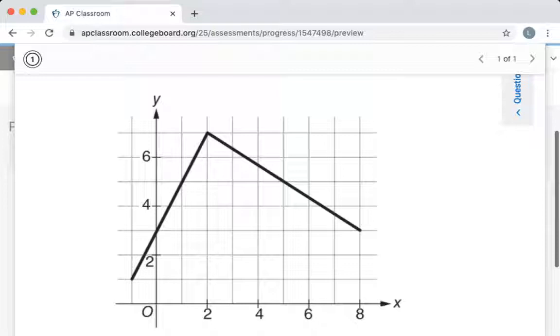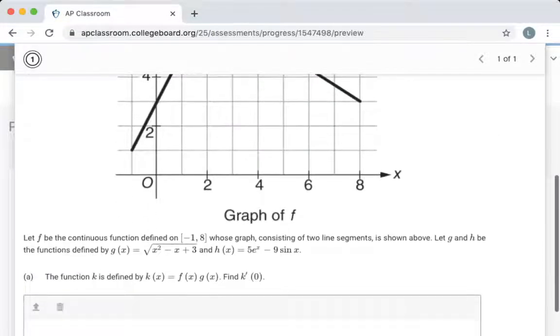It also says let g and h be the functions defined. Let me scroll down a little bit. Let g and h be the functions defined by g of x equals the square root of x squared minus x plus 3. H of x equals 5 e to the x minus 9 sine x. All right, so we got 3 functions, people. We got f, we got g, we got h. If you would like to, on your piece of paper, write each of those down separately so you can organize them if you prefer.